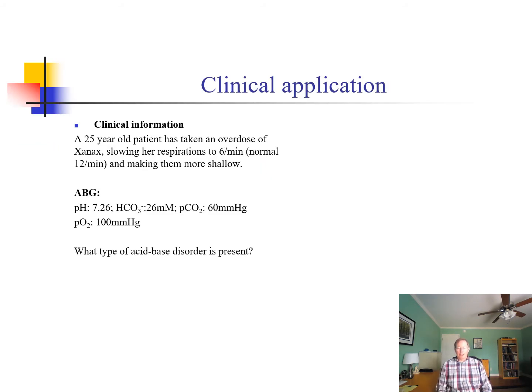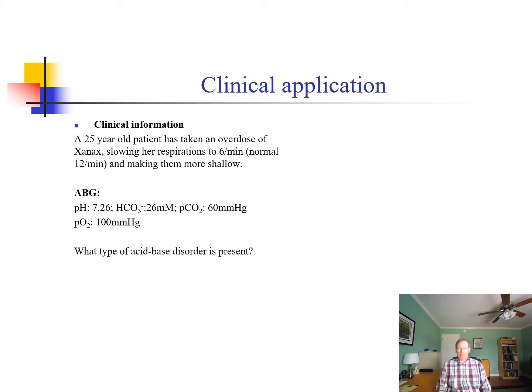Let's take a look at this problem. Let's say a 25-year-old patient is taking an overdose of Xanax. Xanax is a type of medication that can slow the respirations down, and she's only breathing 6 times per minute. Normally you would breathe about 12 times per minute. Also the breathing is more shallow, that is, her tidal volume is not as much.